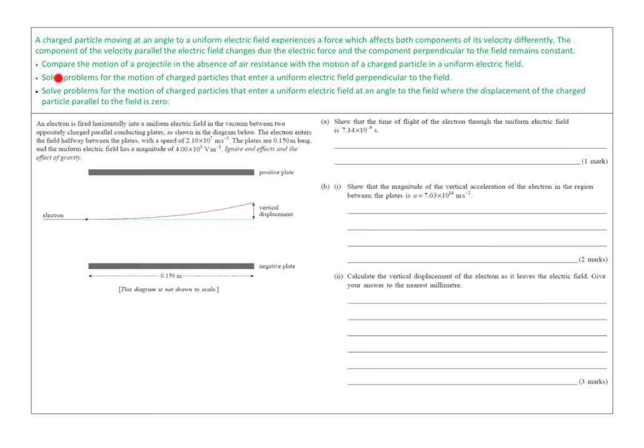Therefore, it's going to lead to the parabolic motion that we see under gravity. So I think the first one here is: compare the motion of a projectile in the absence of air resistance with the motion of a charged particle in a uniform electric field. Both will experience parabolic motion because there is a force only in one direction. Solve problems for the motion of charged particles that enter a uniform electric field perpendicular to the field, which is what we're about to do. Solve problems for the motion of charged particles that enter a uniform electric field at an angle to the field where the displacement of the charged particle parallel to the field is zero.